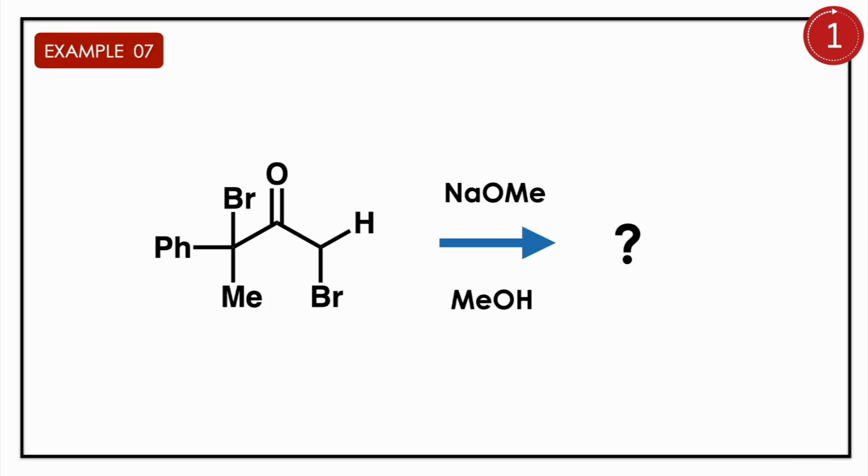Then the next question. Here you have ketone. At the 2 alpha positions you have 2 bromine, 1 methyl and phenyl. You are using sodium methoxide and methanol. You should find what will be the final product.